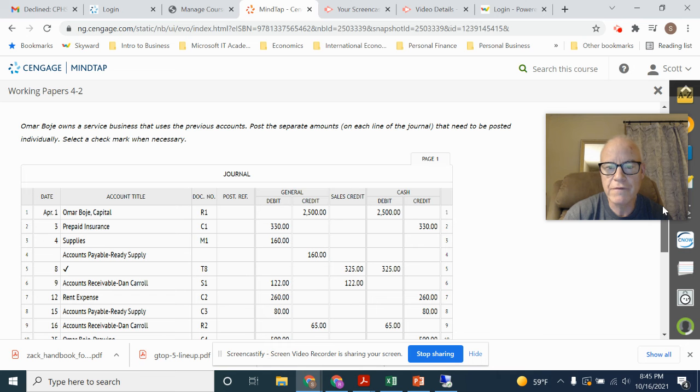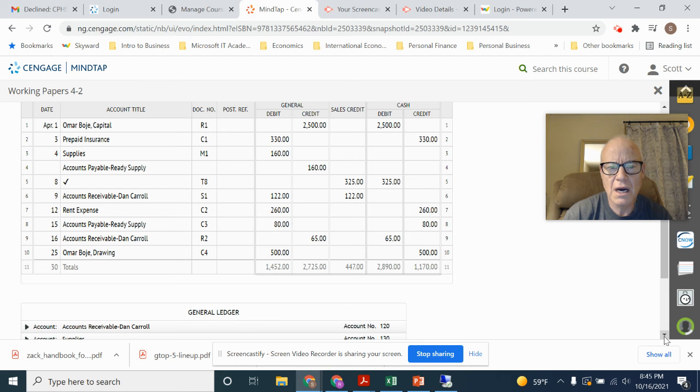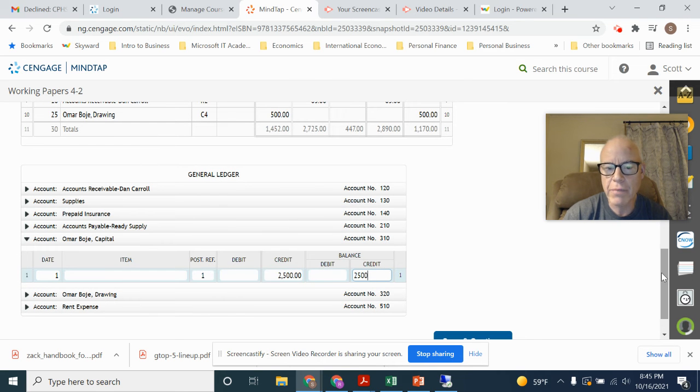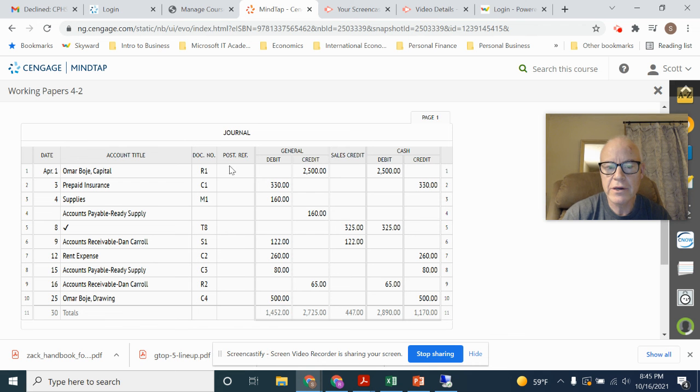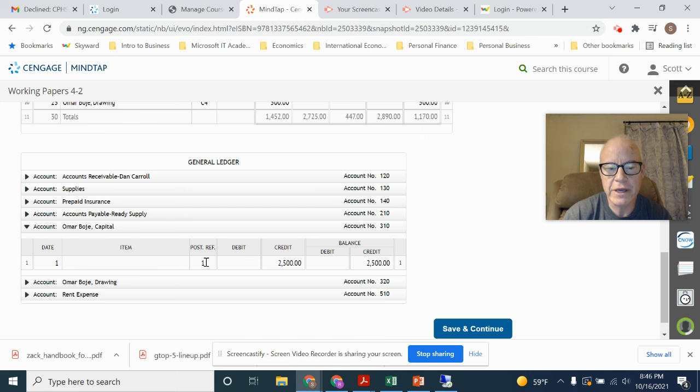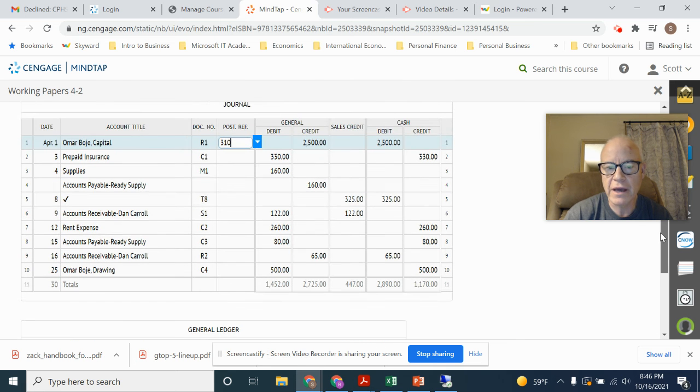Now, item is kind of a new one for me. Post amounts that need to be posted. Select the check mark when necessary. Okay. All right. Let's see here. I put in page 1. I need to go back. This is account number 310. I need to go back here and put in 310. So again, the steps were put in the date, put in the post reference of the page number in the journal, put in the debit or credit amount, calculate the new balance. That's step 4. Step 5 was put the account number back into the post reference in your journal.